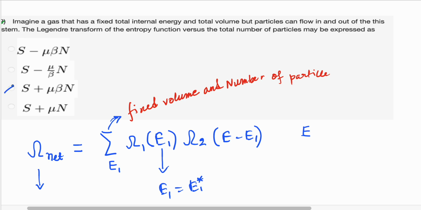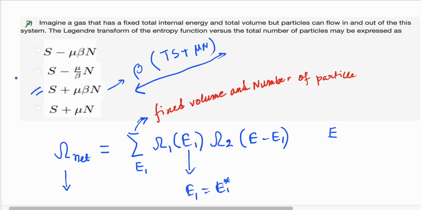So you can see from here, if we take beta out, it will become T S plus mu N. So that is the answer. So we have solved question 2.